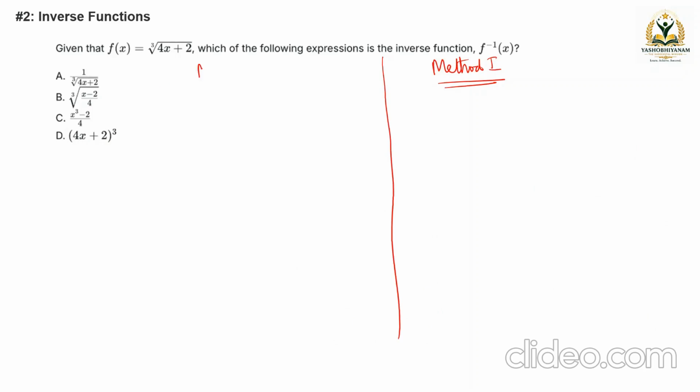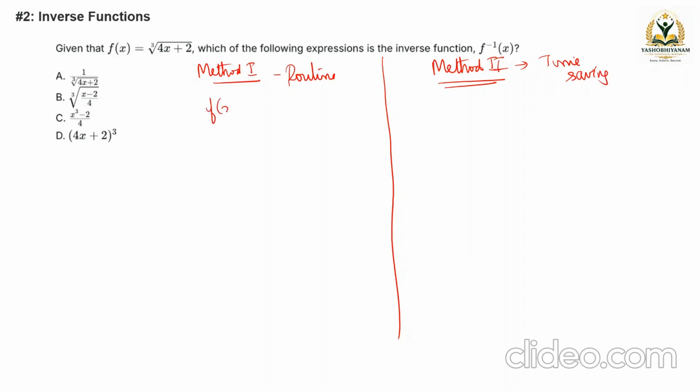So let me call this method 1, which is your routine method, and method 2, which is a time saver. You will be able to bank on the time and save a lot of it when you apply some strategies in method 2. Method 1 is the routine method.